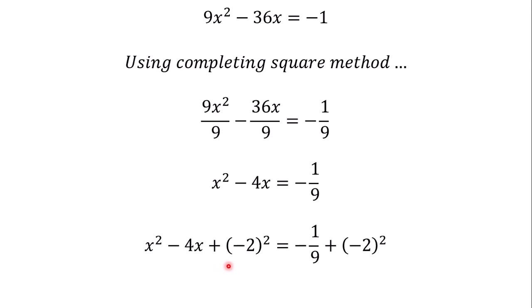Okay, so when we add the square of half of the coefficient of x to both sides of the equation, that is what it will look like. That is x squared minus 4x plus (minus 2) raised to the power 2 is equal to minus 1 over 9 plus (minus 2) raised to the power what?